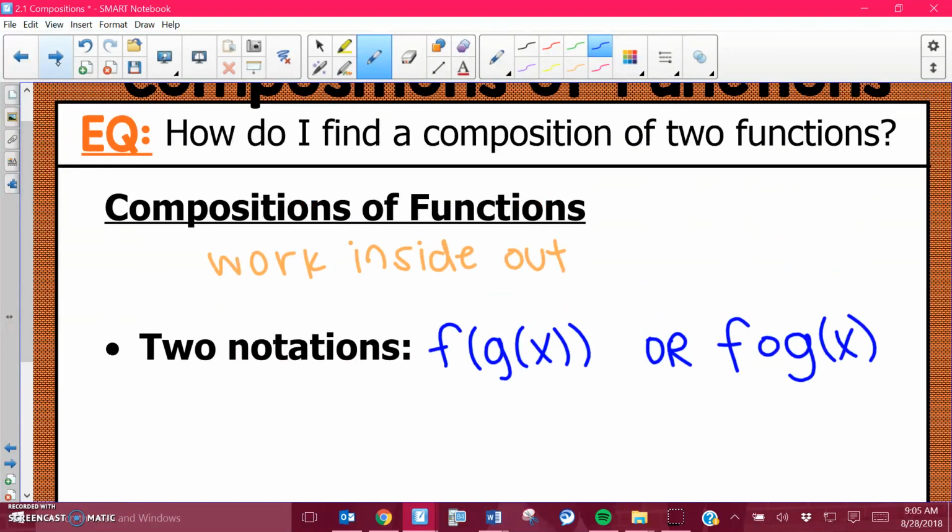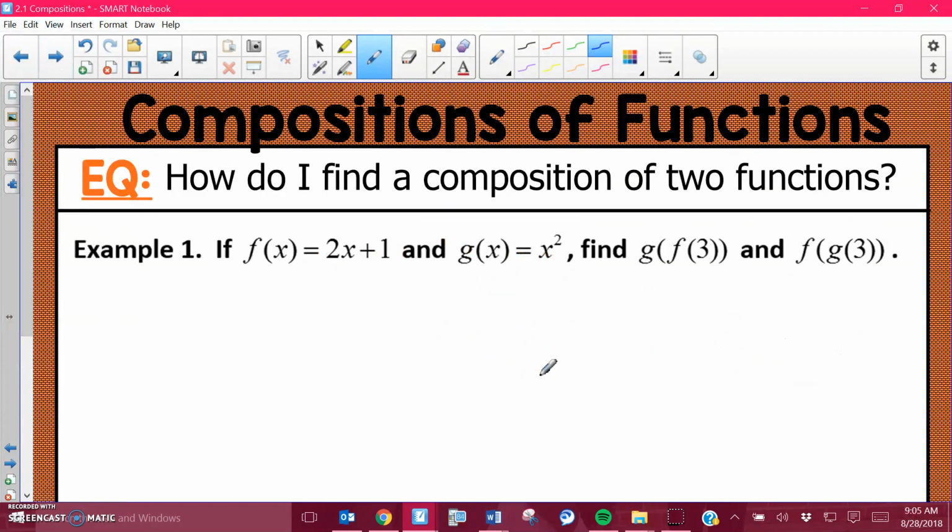So, oh look, there was an example on this page. Here's the example. So our first example is given us two functions. We know an f of x and a g of x, and they want me to find g of f of 3 and f of g of 3. So all I have to do here, if I first start with g of f of 3, is work from the inside out.